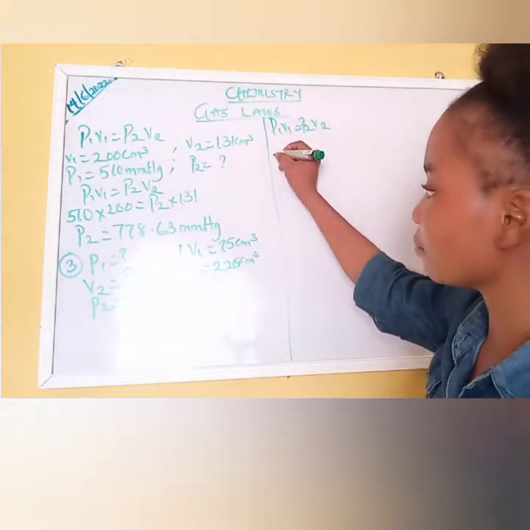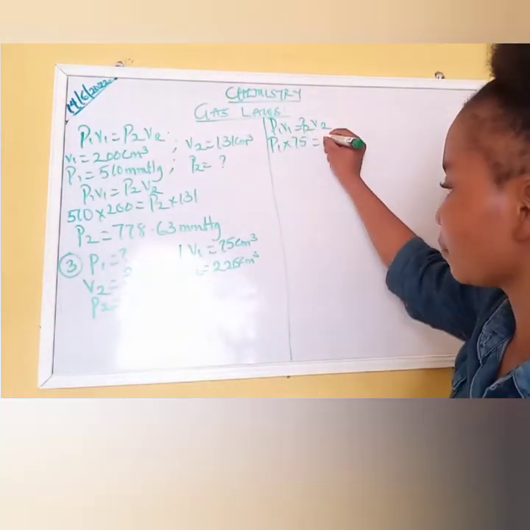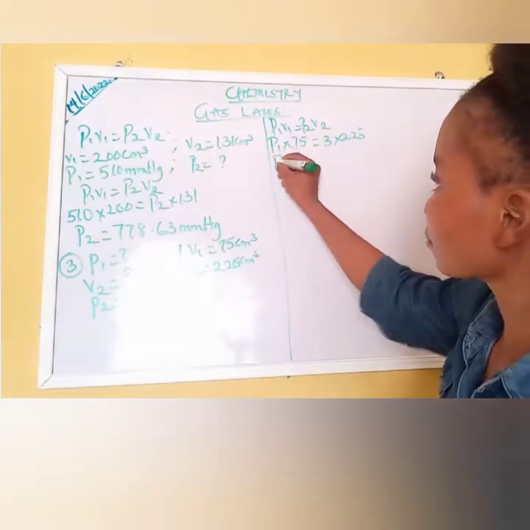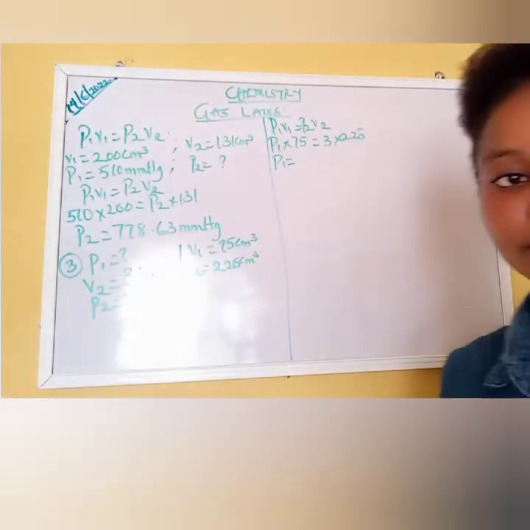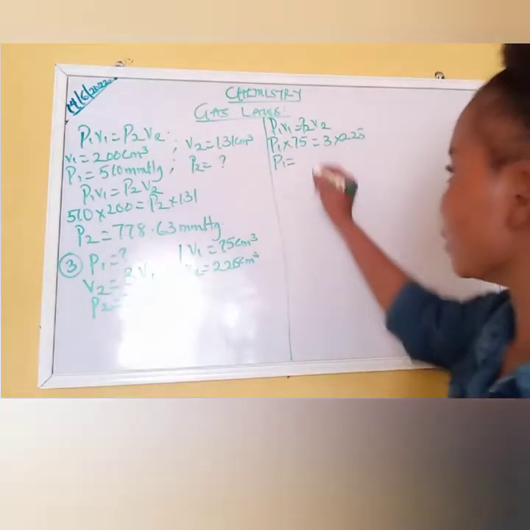So I should have, P1 is not there, 5 is equal to 3 times 225. I should substitute everything and use my calculator. My P1 should therefore give me 9 ATM.